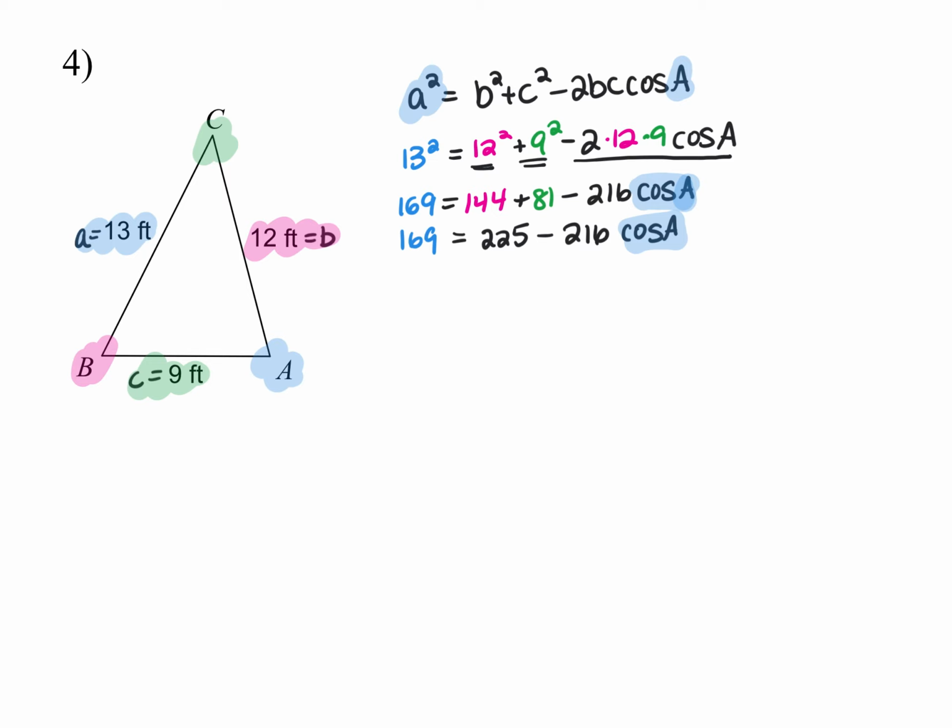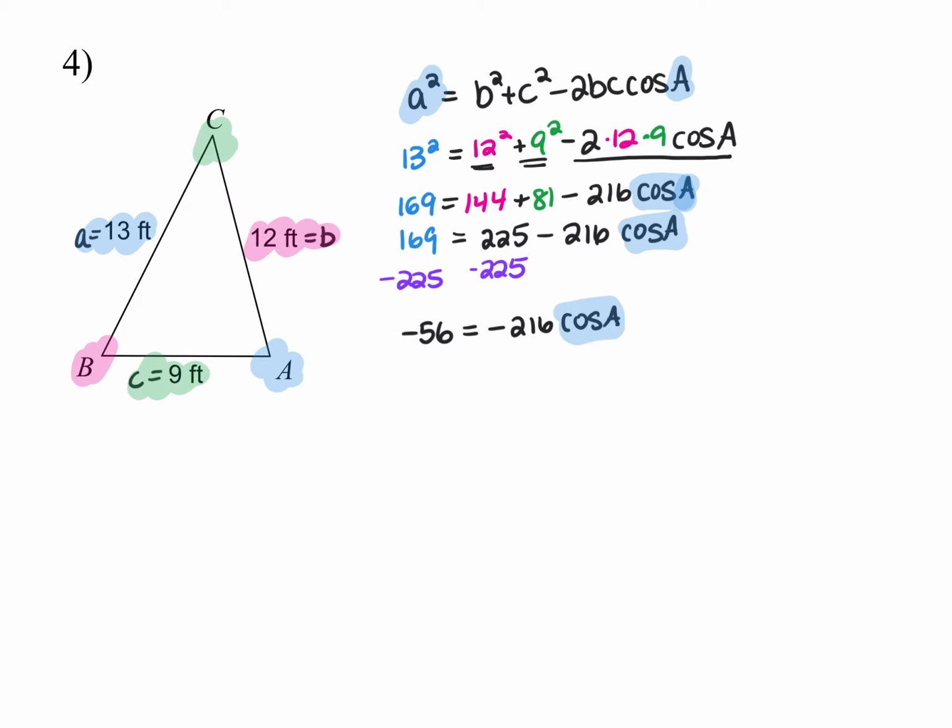Okay, next up, let's subtract the 225 from both sides, because that is how we would solve an equation. If we're trying to get something by itself, we start by getting rid of any addition and subtraction before we try and get rid of any multiplication and division that might be happening. So I'm going to get 169 minus 225 on the left side, which gives me negative 56, equals, and then I just have negative 216 times the cosine of A. Now we're getting closer, right? Now I've almost got cosine of A by itself.